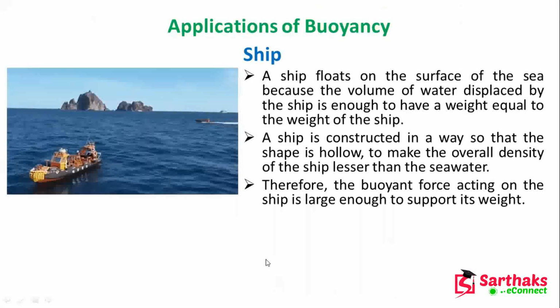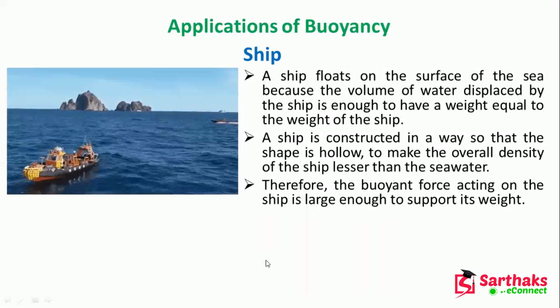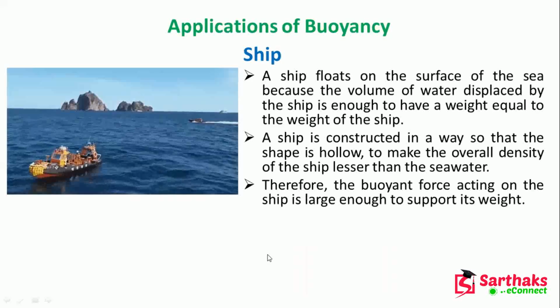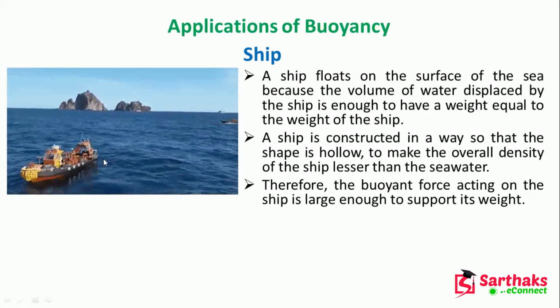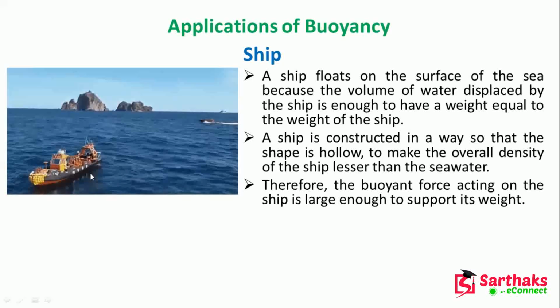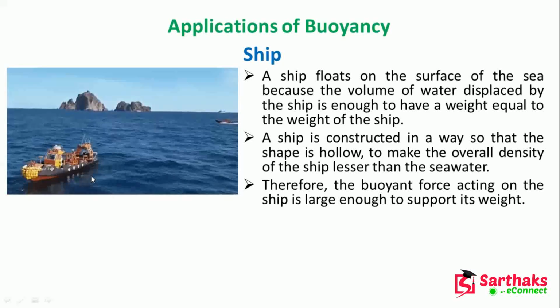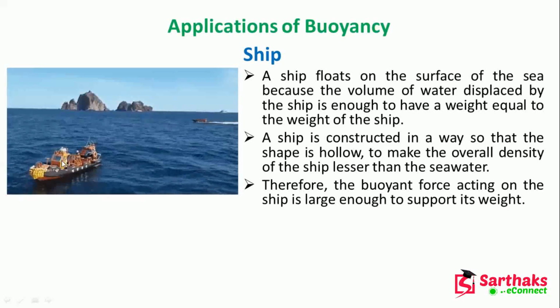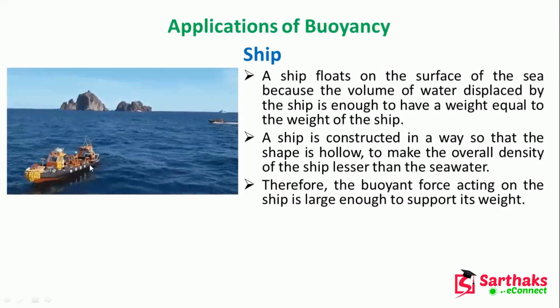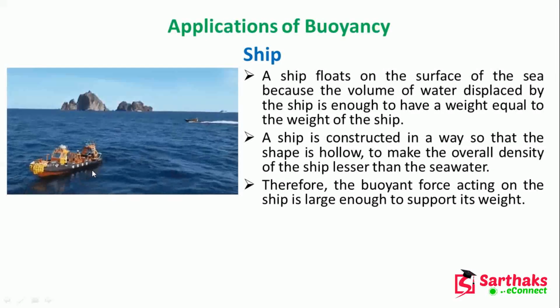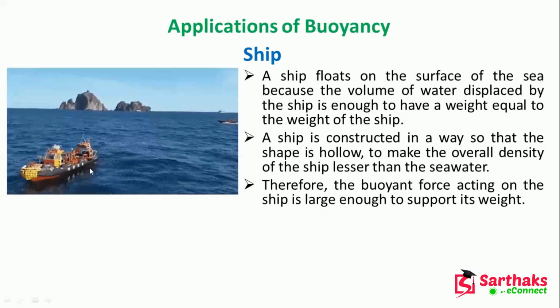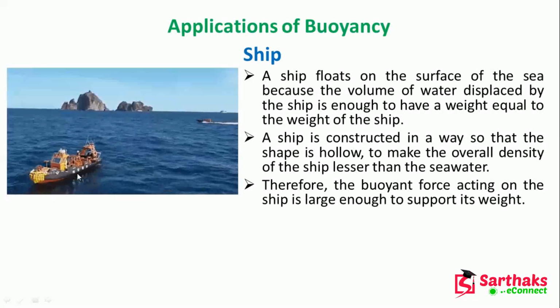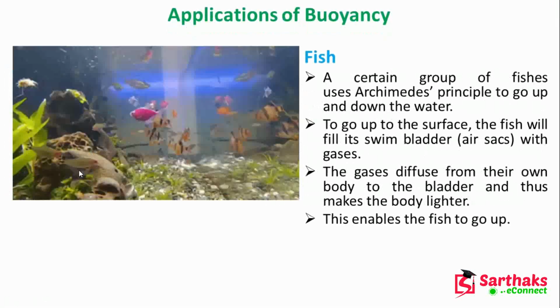Now the ship floats on the surface of the sea because of the volume of water displaced by the ship. The volume of water displaced by the ship is enough to have a weight equal to the weight of the ship. So the weight of the water it displaces is equal to the weight of the ship. That's why it will always float, and in this way it has been constructed.